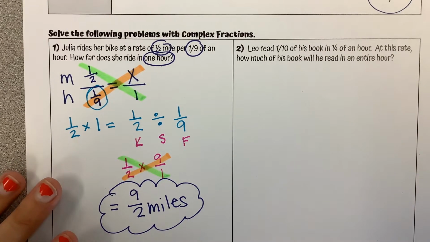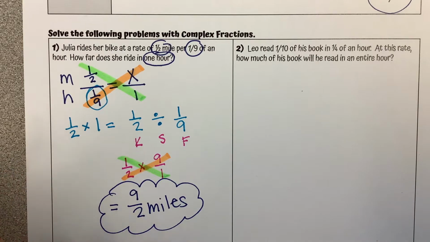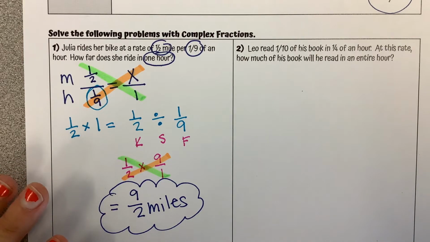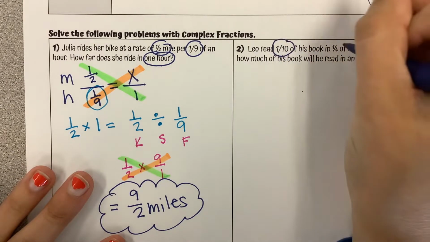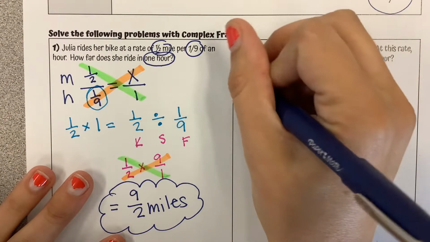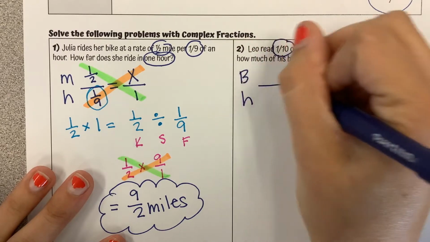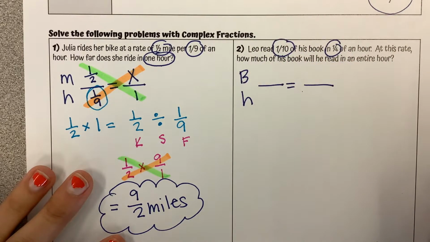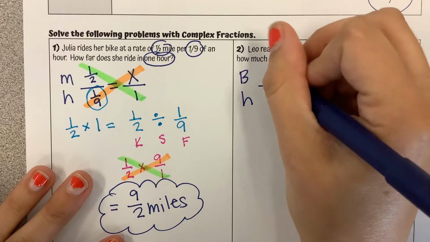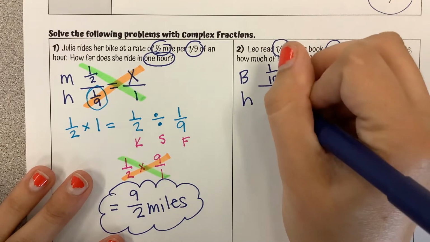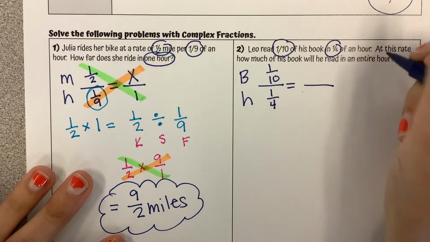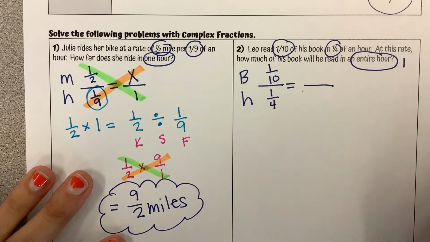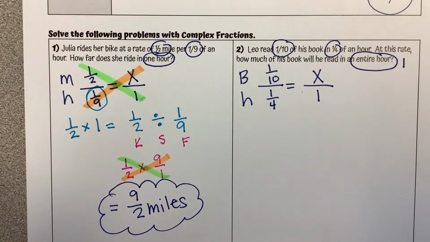Okay, number 2, Leo read 1/10 of his book in 1/4 of an hour. At this rate, how much of his book will he read in an entire hour? So 1/10 of his book in 1/4 of an hour. So we're comparing the book to the hour. So I'm setting up a blank proportion comparing those both. At this rate, how much of his book will he read in an entire hour? So in 1 hour. So 1 matches with hours. X is how much of the book.